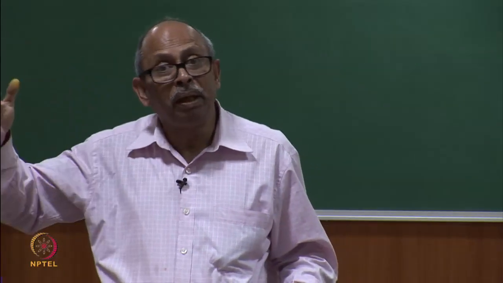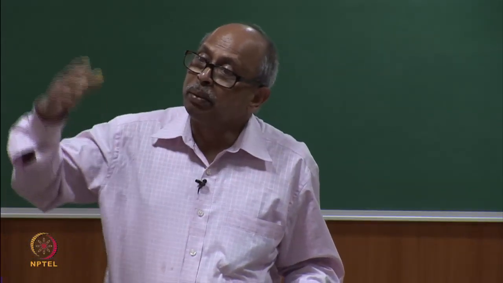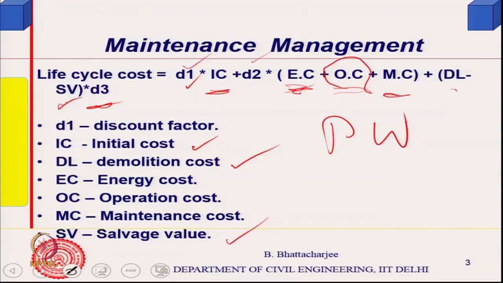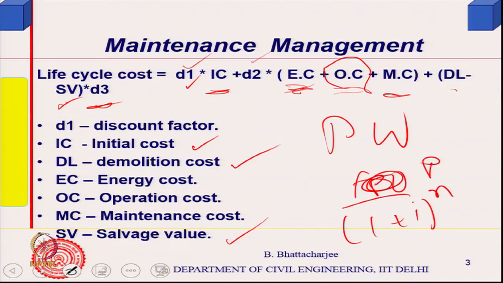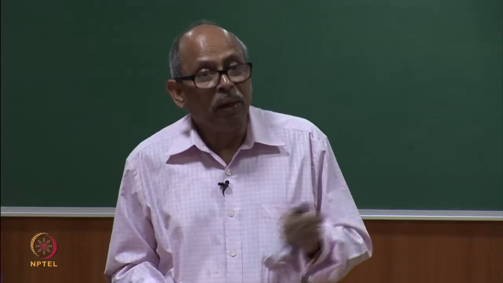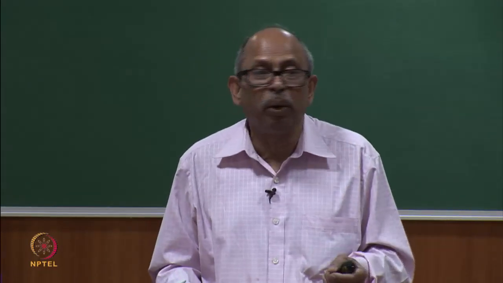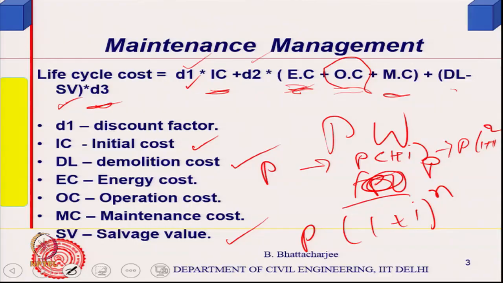Similarly, at the end of its life, supposing it was 100 rupees, today its value will be 100 divided by 1 plus I to the power n. If it is P now, after 1 year it will be P into 1 plus I, then after 2 years it will be P into 1 plus I square, and after n years it will be P into 1 plus I to the power n. So, that is the future sum of P today. If I know the future sum, I divide it by 1 plus I to the power n, and I get the present worth. So, everything I can convert into present worth.